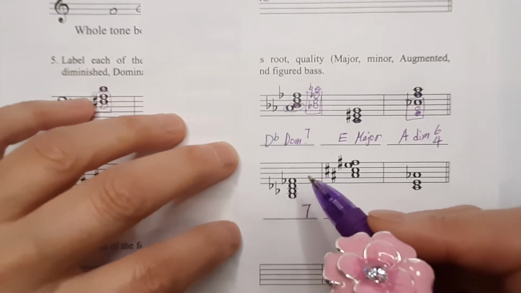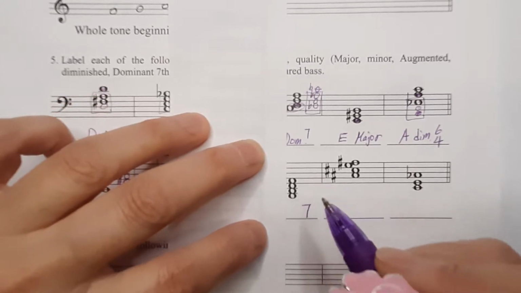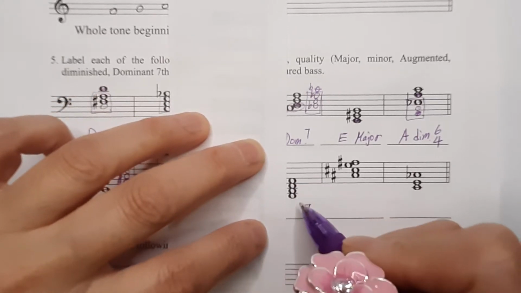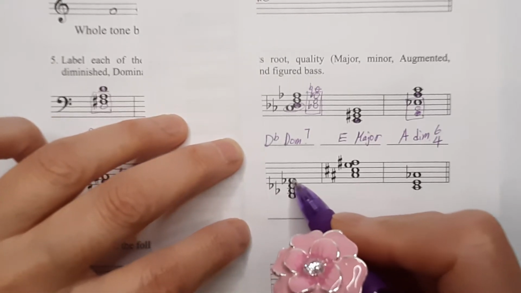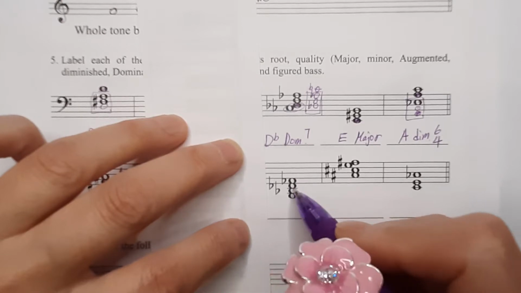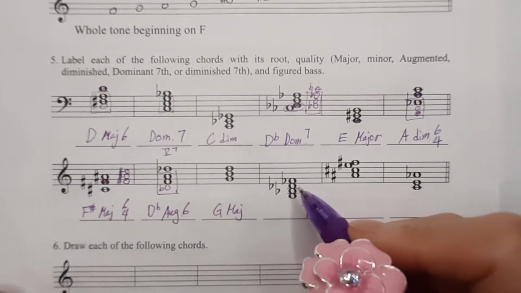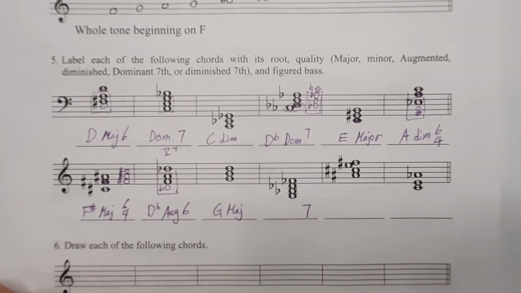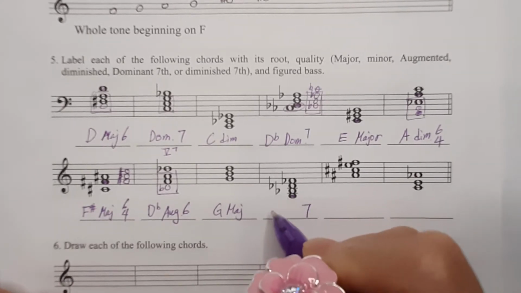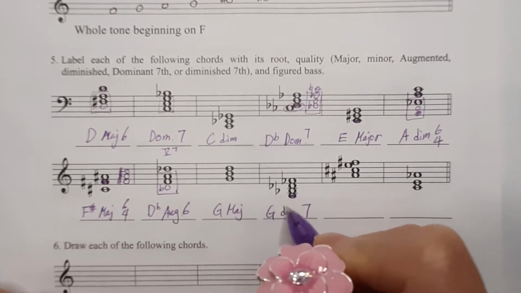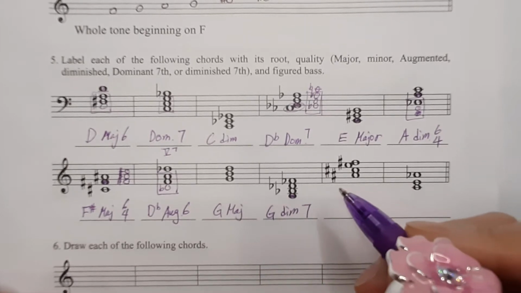If there's no flat, then G, B, D, F. Isn't it dominant 7? Yeah. But look, the third one is lowered, the fifth one is lowered, and the 7th note is lowered too, right? When you lower 3, 5, and 7, you call that a diminished. The bottom note is G. That's the root. G diminished 7.